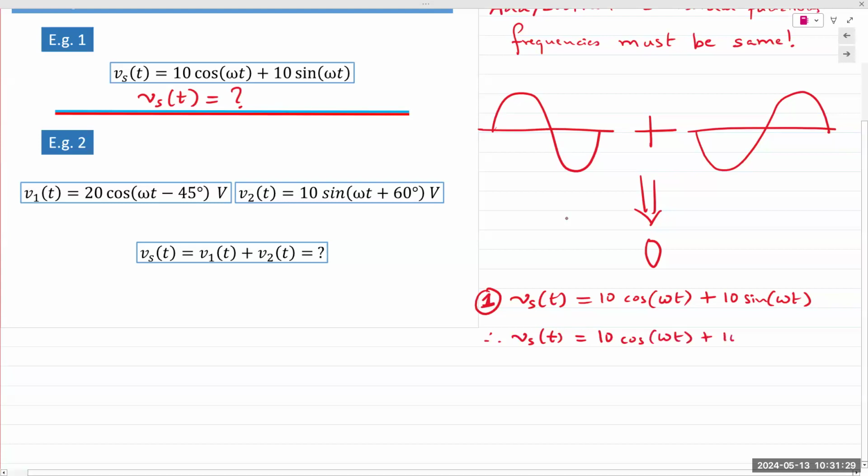10 cos omega t plus 10 cos of omega t minus 90. Sine x is equal to cos of x minus 90. It's a phase shifted waveform, right? Sine is just a phase shifted cosine waveform. So what's the magnitude and the phase angle for the first one? 10 with an angle of 0. Plus 10 with an angle of minus 90.